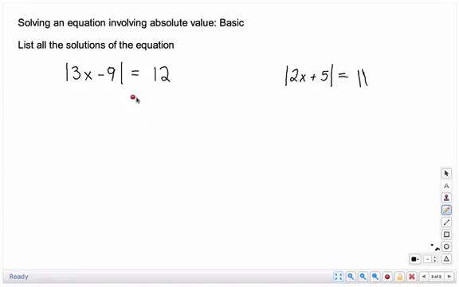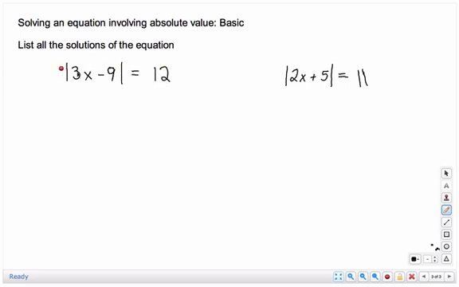When you're solving an equation with absolute value, it's important to remember that the value inside the absolute value could have been equal to 12 before you took the absolute value, because the absolute value of a positive 12 gives us a 12 back. Or this value 3x minus 9 could have been equal to a negative 12 before you took the absolute value, because when you take the absolute value of a negative 12, it gives you a positive 12 back.